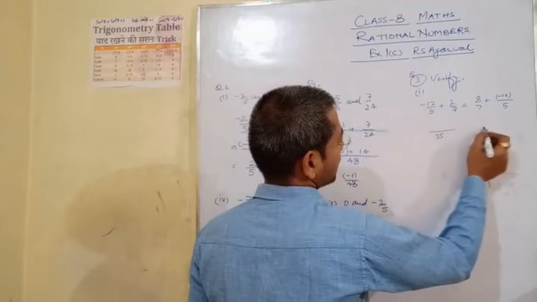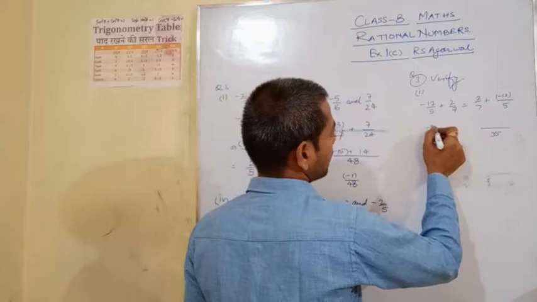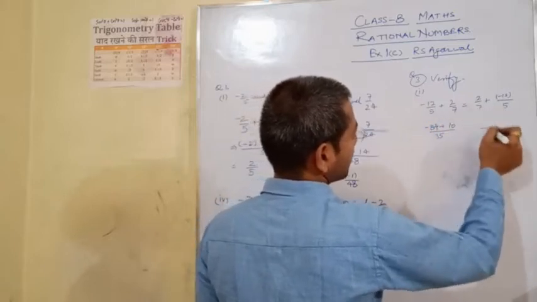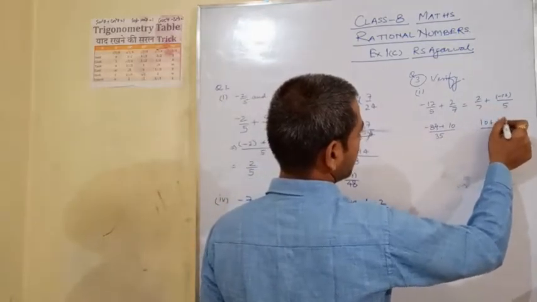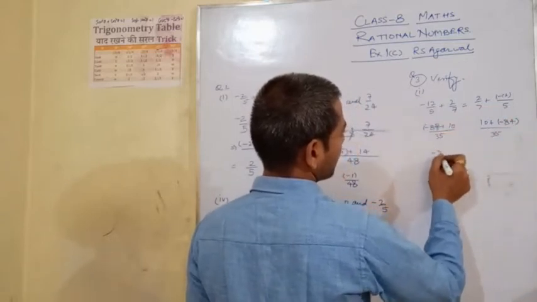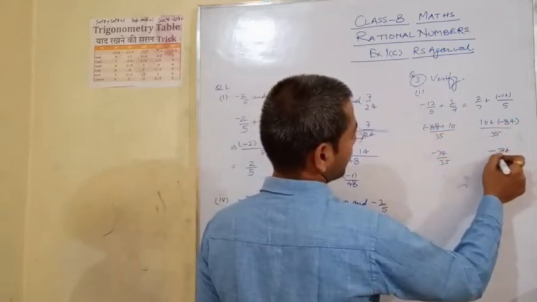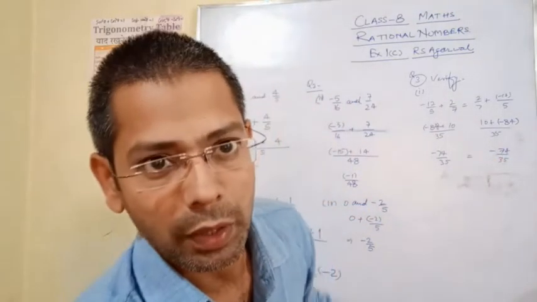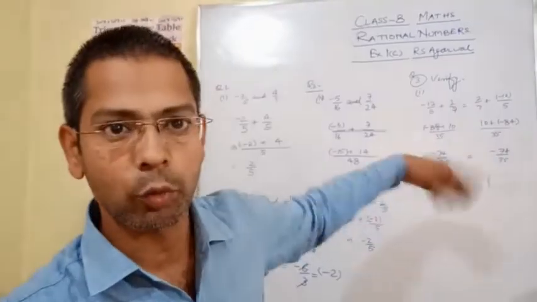35 will be the LCM here and 35 will be the LCM here. 5 sevens are 35, so minus 12 times 7 is minus 84, plus 2 times 5 is 10. Here, 7 fives are 35, so 5 twos are 10, plus 5 times 7, so minus 12 times 7 is minus 84. Minus 84 plus 10 will give minus 74 upon 35, and here also minus 74 upon 35. Both the answers are equal, so the result is verified. In the same way, you can do the rest of the parts of question 3.